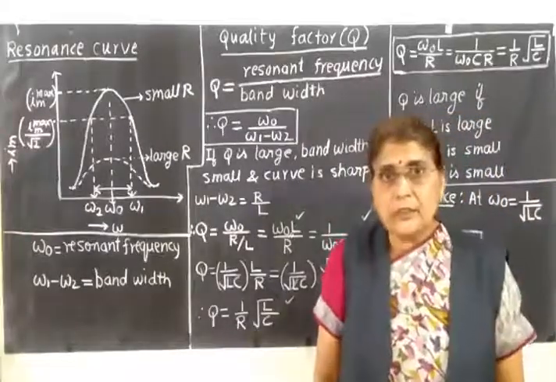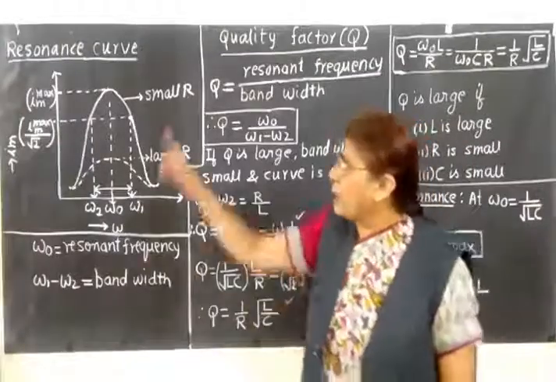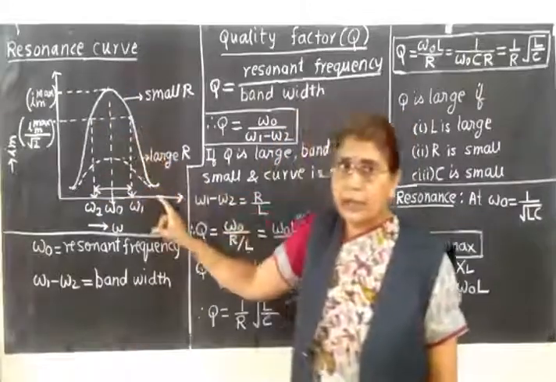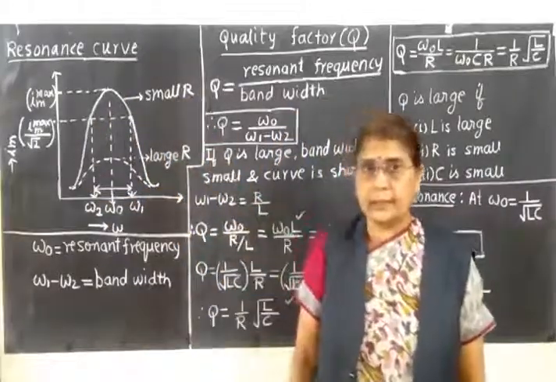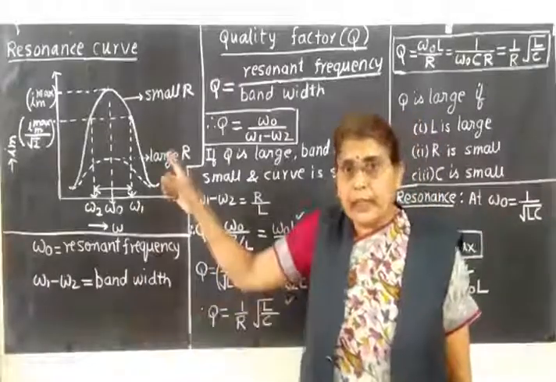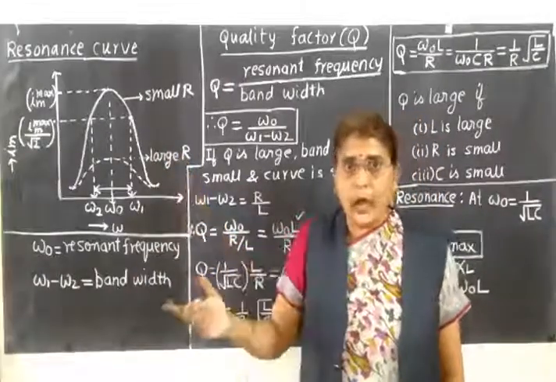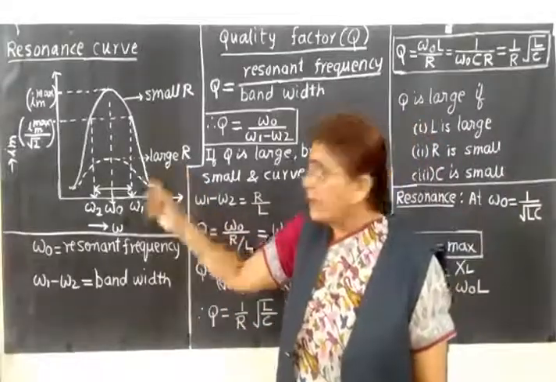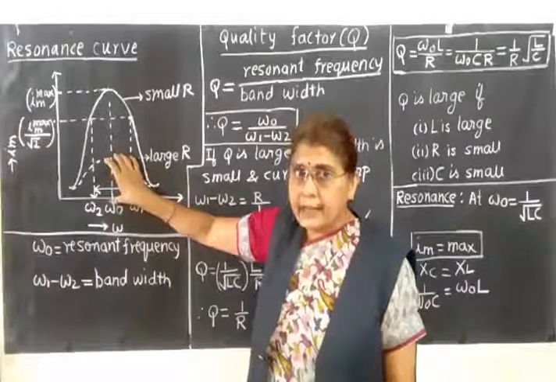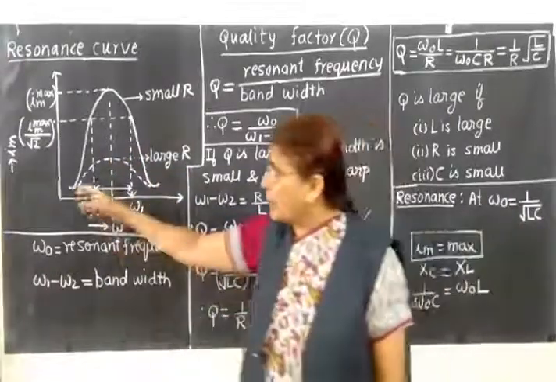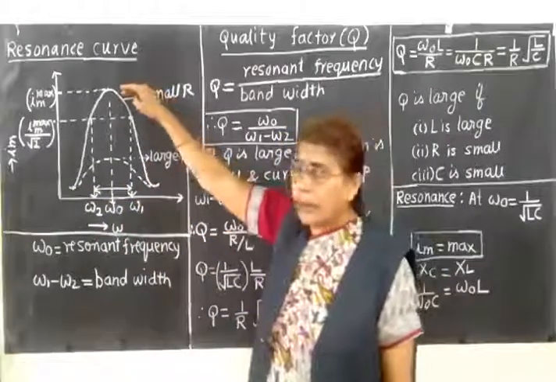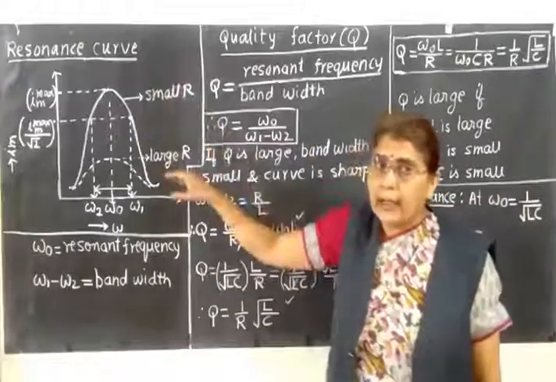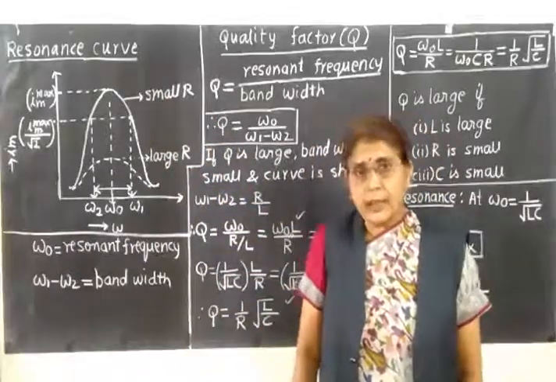Also, the sharpness of the curve depends upon the value of resistance in the LCR circuit. So, this particular curve is drawn for a small value of resistance. What will happen if you increase the value of resistance? As you increase the resistance, current will decrease. So, for a large value of R, the value of Im max will decrease. And also, the curve becomes flat like this. So, this is a sharp curve, this is a flat curve. What do you observe? As you increase R, the sharpness of the curve decreases.